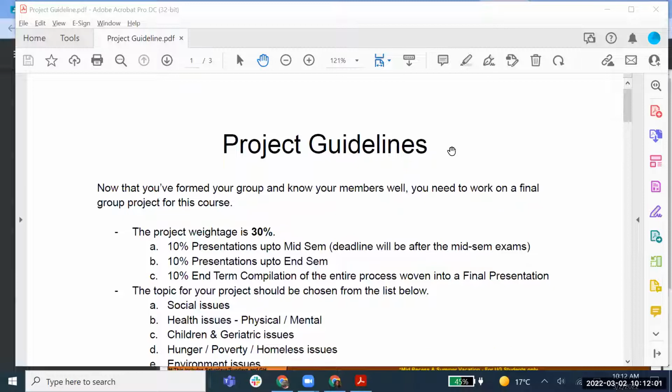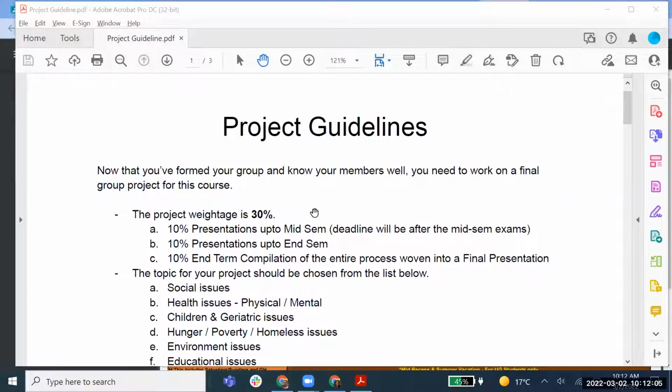Okay, so as we discussed, there is 30% weightage for the course project that we are going to do. So in a way, there would be 3 evaluations: presentation up to mid-sem, presentation up to end-sem, and the third 10% for in-term compilation of the entire process.